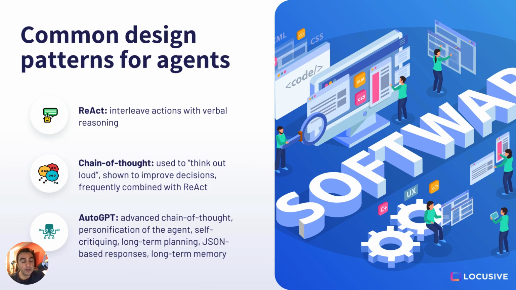Then we also had something called AutoGPT come out. You guys might have seen this. It's an open source project. It's on GitHub. It's got a ton of stars. But AutoGPT took this concept of chain of thought and React, and it sort of expanded upon it with new optimizations. It created a personification of the agent, which apparently helps the agent think a little bit better. It created this concept of self-critiquing so that the agent could come up with holes in its methodology and start to fix those. It has the concept of long-term planning. It's got the concept of JSON-based responses, which adds a lot of structure to how the agent responds.